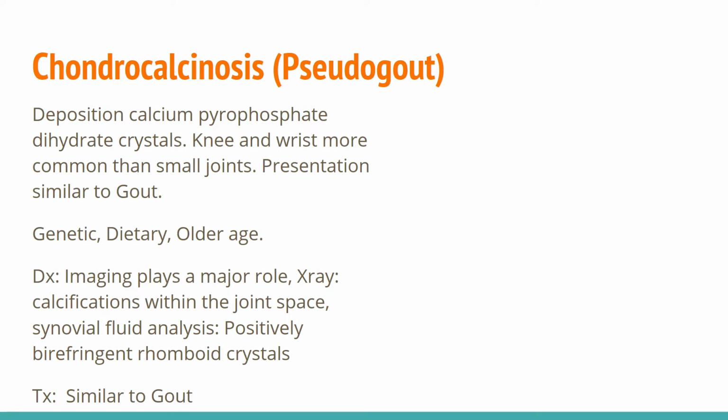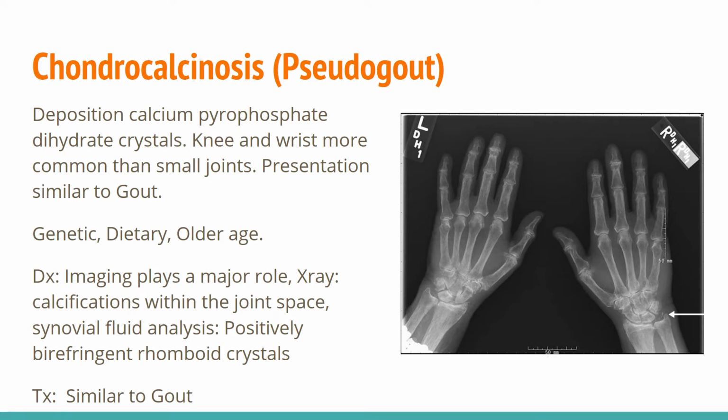For diagnosis, imaging can play a major role. X-ray can show calcifications in the joint space, usually more lateral, and the synovial fluid analysis will show positively birefringent crystals.